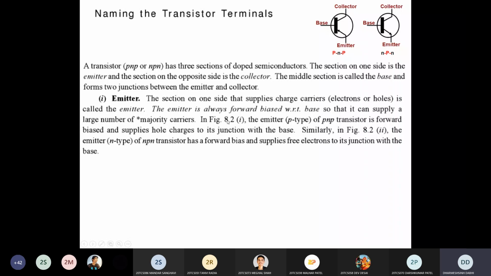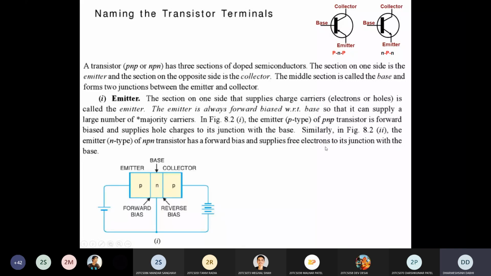Clear? So the emitter is always forward biased with respect to the base, so that it can supply a large number of majority carriers. It may be holes or it may be electrons. So the emitter, the P type of a PNP transistor, is forward biased and supplies the whole charges to its junction with the base. Similarly, the N type emitter in an NPN transistor, when it is forward biased, supplies what? Free electrons, because the free electron is the majority charge carrier in the N type emitter.